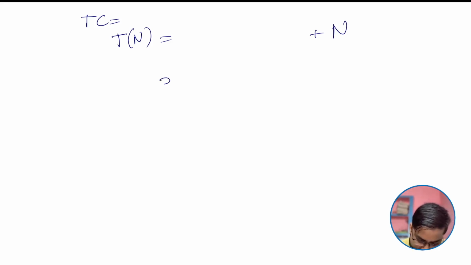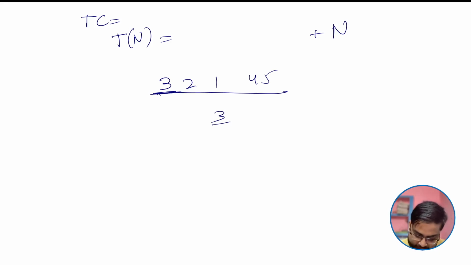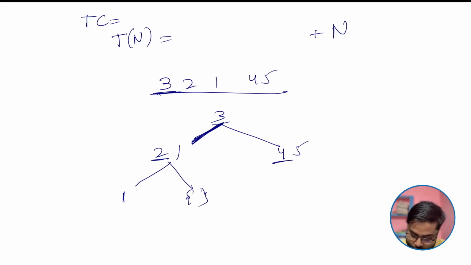Let's say we have an array like 3 2 1 4 5, and I choose 3 as the pivot element. After one partition, 3 will be here. On the left of 3 I will have 2 and 1 in any order, and on the right we have 4 and 5 in any order. Now again I will choose 2, so on the left we will have 1 and on the right nothing. Similarly if we choose 4, on the left we will have nothing, and on the right we will have 5.